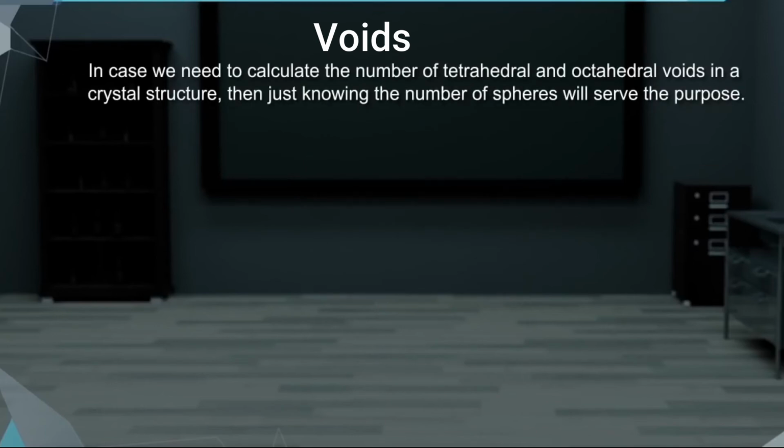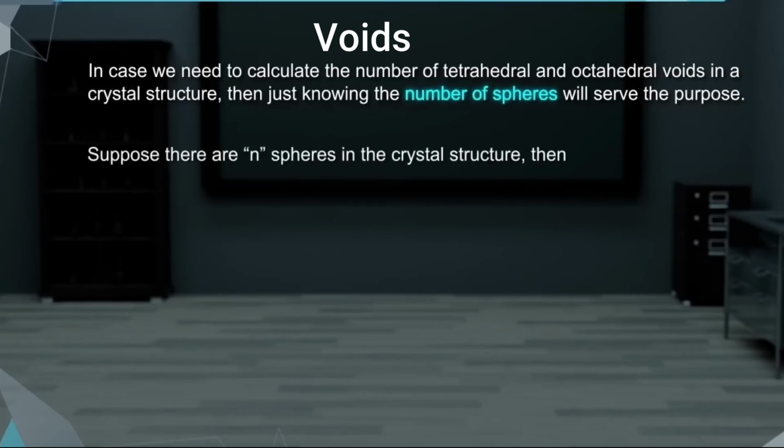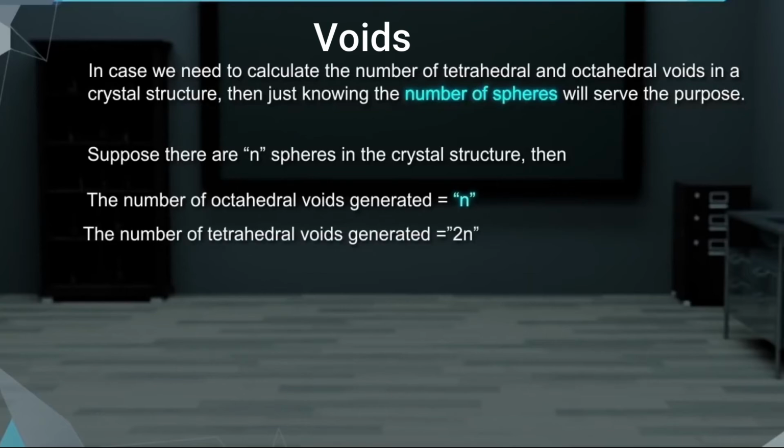In case we need to calculate the number of tetrahedral and octahedral voids in a crystal structure, then just knowing the number of spheres will serve the purpose. Suppose there are n spheres in the crystal structure, then the number of octahedral voids generated is equal to n. The number of tetrahedral voids generated is equal to 2n.